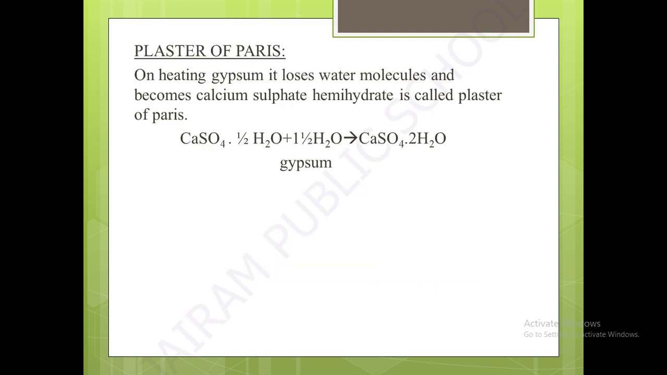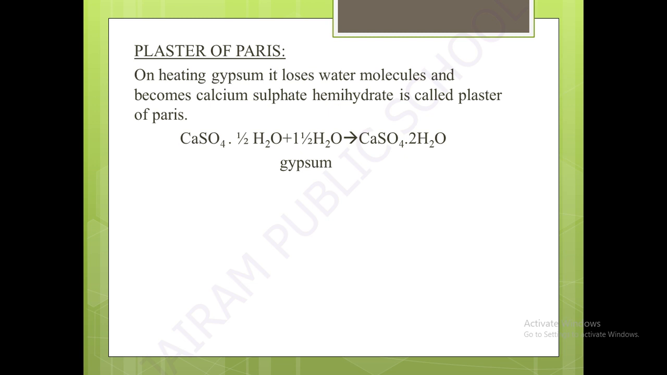The last topic in this lesson is plaster of Paris. How is plaster of Paris produced? We just heat the gypsum. Gypsum on heating loses its water molecules and becomes calcium sulfate hemihydrate. The formula for that is CaSO4.1/2H2O. This is called plaster of Paris, which is used for supporting fractured bones in the right position.